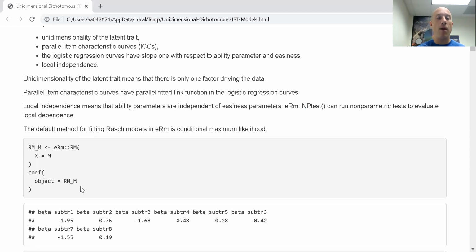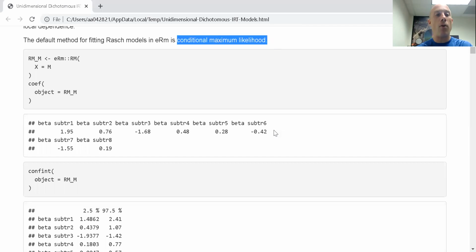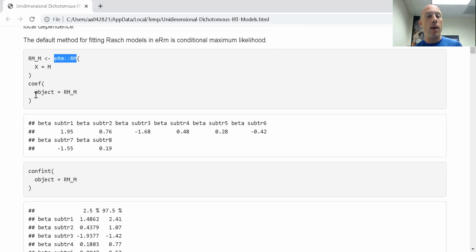Now, the default method in ERM for fitting a Rasch model is conditional maximum likelihood, which is very standard. When I want to fit the model, I'm going to go to the ERM package, and I'm going to go RM for Rasch model. Boom, we got it. And I can fit a few other parameters. Now if I do coef, I can look and see what all of the easiness parameters are. Here, these are all presented as the easiness. If I want difficulty, just take a negative sign.